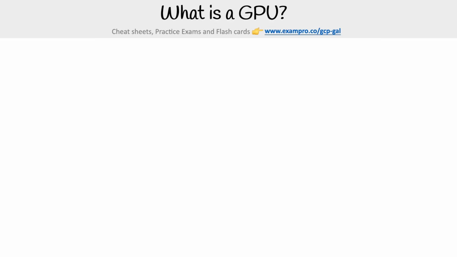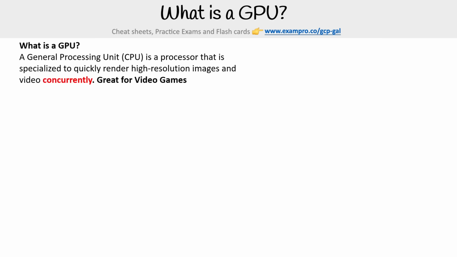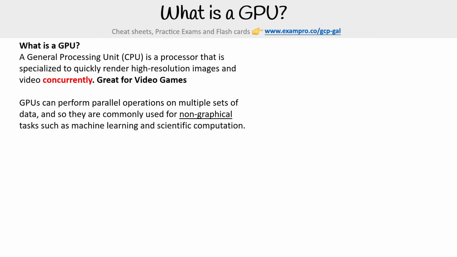I'm sure most people know what GPUs are here, but I'm going to talk about it anyway because I want to talk about CUDA. So a GPU stands for Graphics Processing Unit, and it's a processor that is specialized to quickly render high-resolution images and videos concurrently. If you've ever played video games, you know you need a good GPU because it's all about those images. However, GPUs can perform parallel operations on multiple sets of data, so they can also be used for non-graphical tasks. And this makes it really good for machine learning and scientific computation.